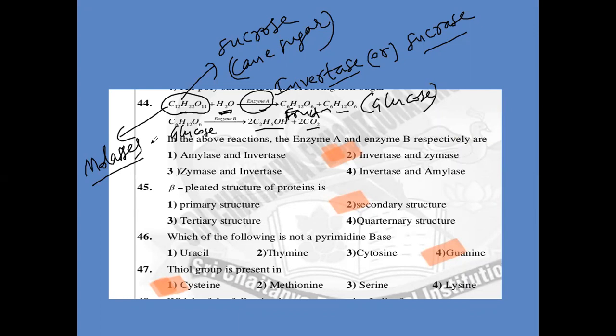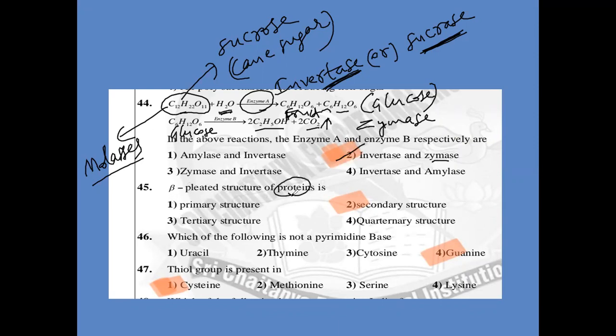So sucrose first converts into glucose and fructose. Again, glucose will be converted into ethyl alcohol and CO2 gas. The enzyme B is zymase. Remember these two enzymes: sucrase is also called invertase, both are the same. Invertase converts sucrose into glucose plus fructose, and glucose is converted into ethyl alcohol and CO2 in the presence of zymase.